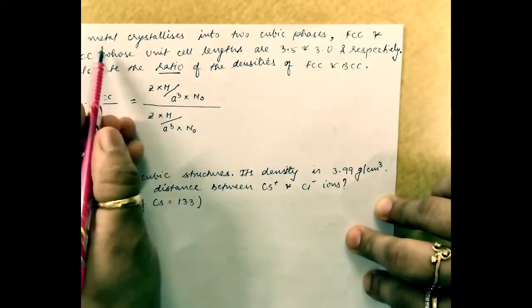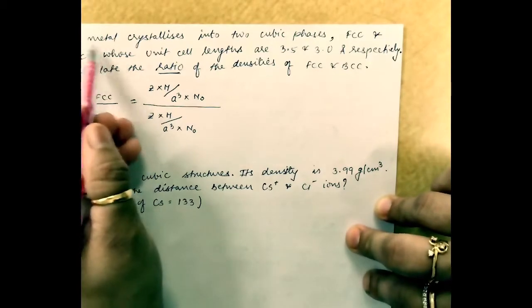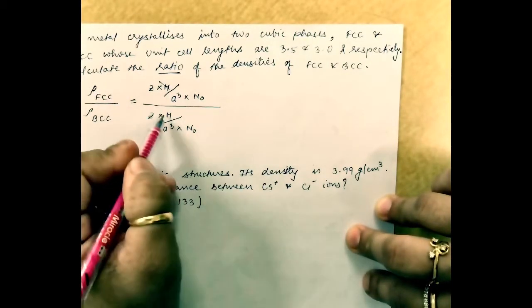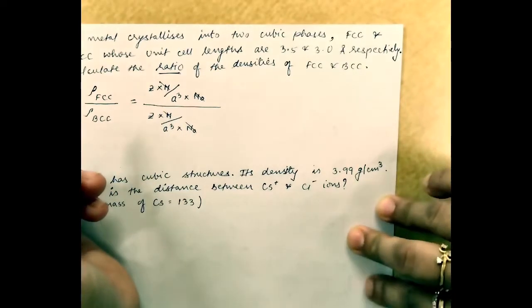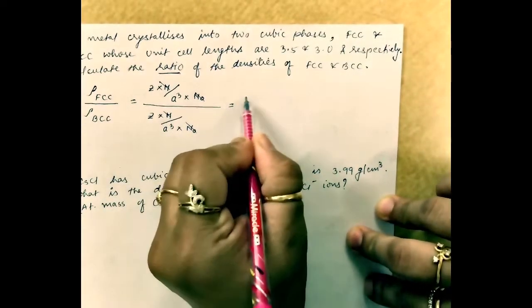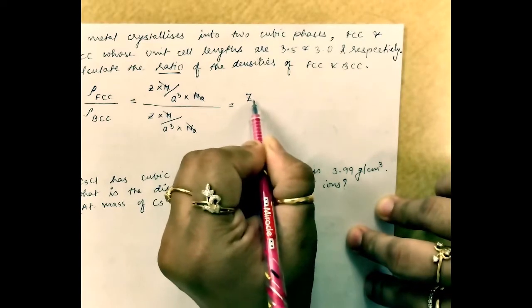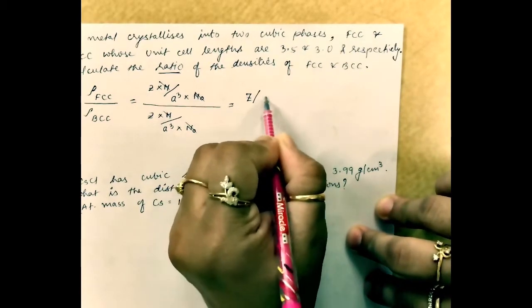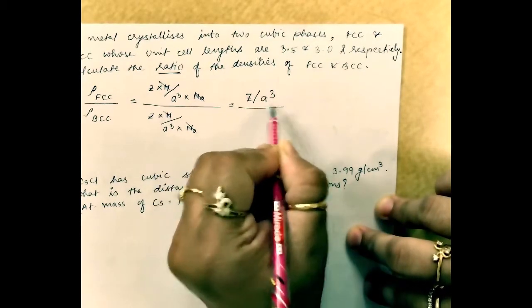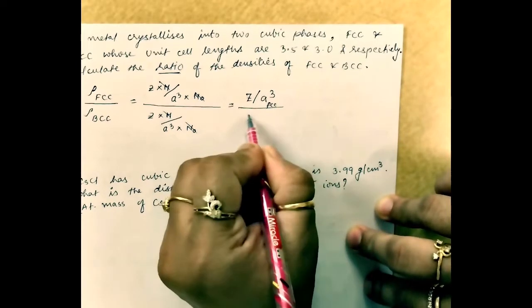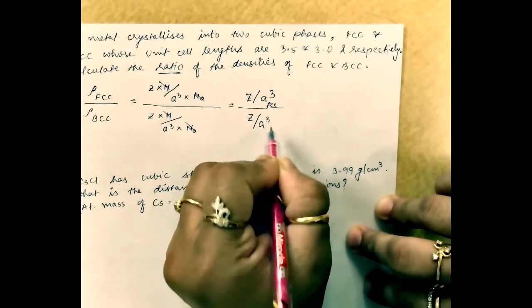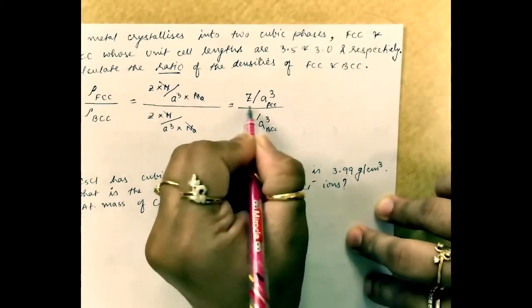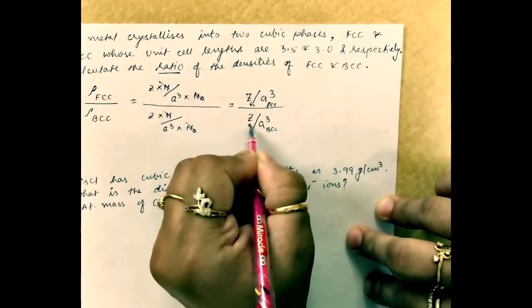Now here you can see it's a metal. They are talking about the same metal. So M gets cancelled off. And you know that Avogadro number is also the same. So what are you left with? You are left with Z divided by A cube for FCC, and Z divided by A cube for your BCC. This is FCC and this is BCC.